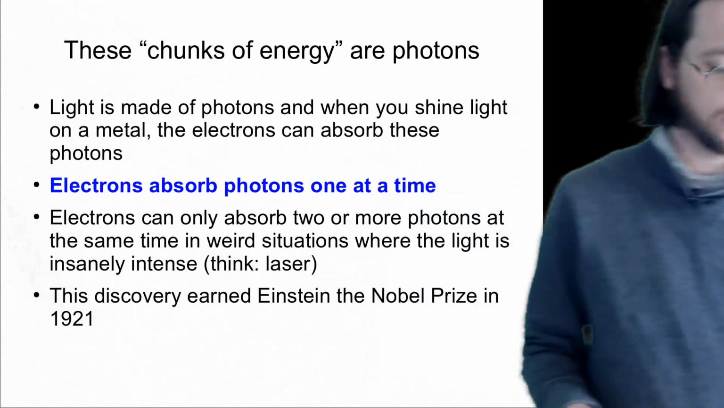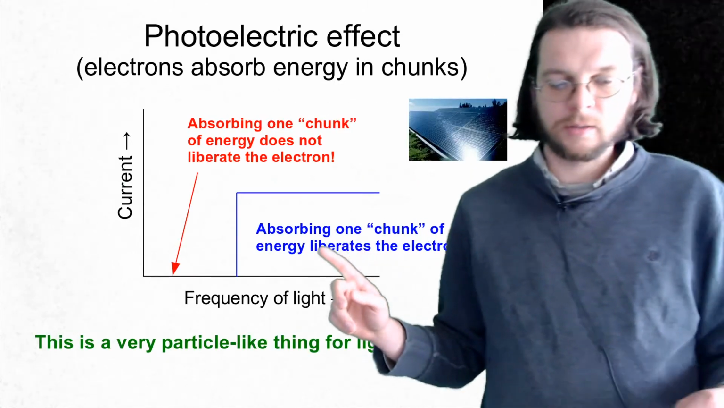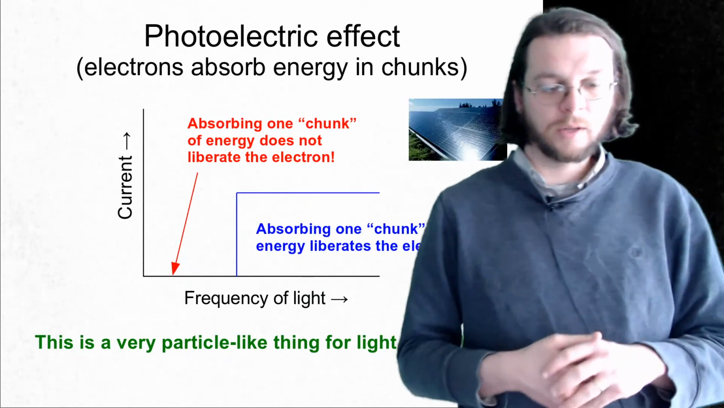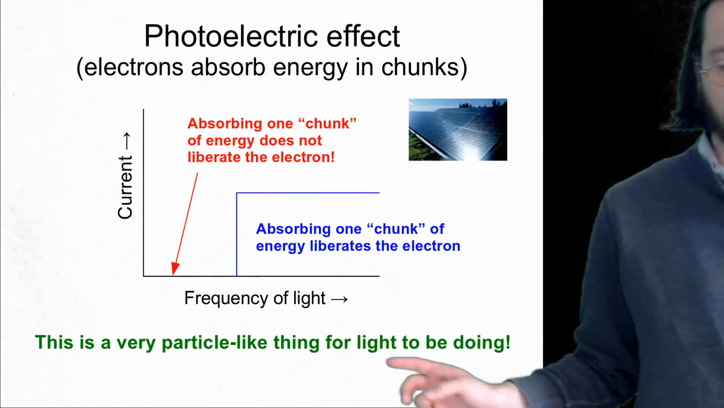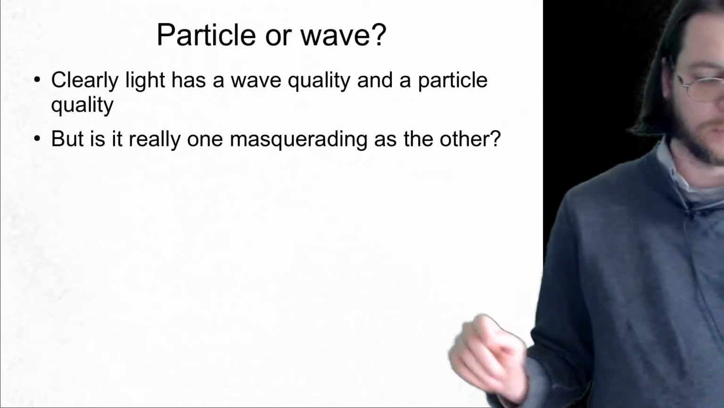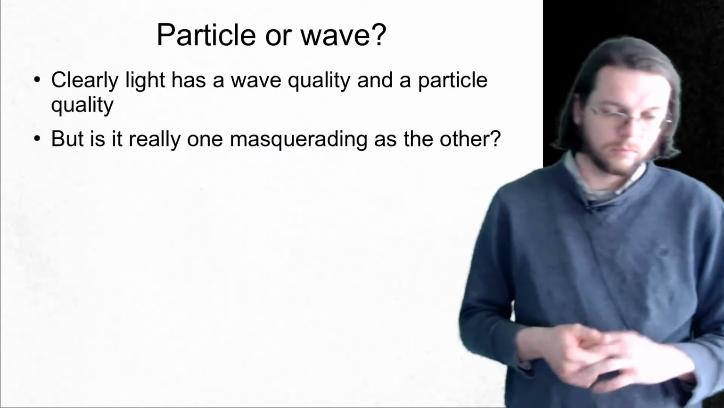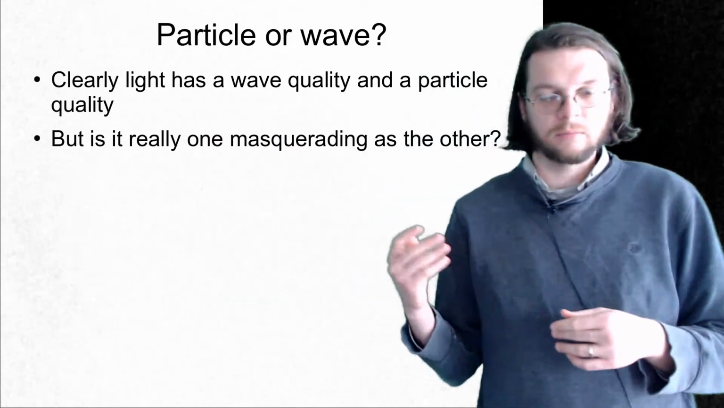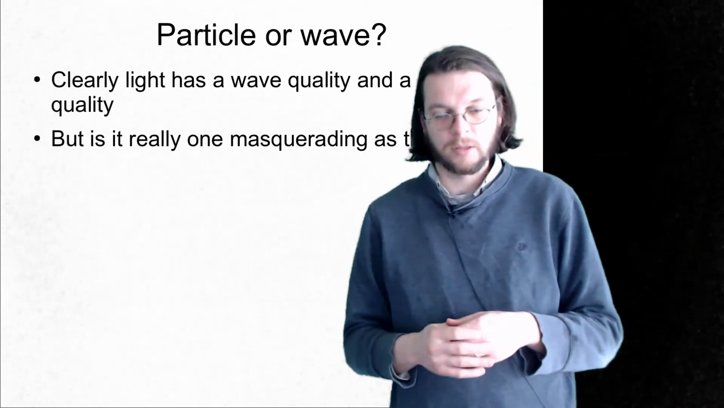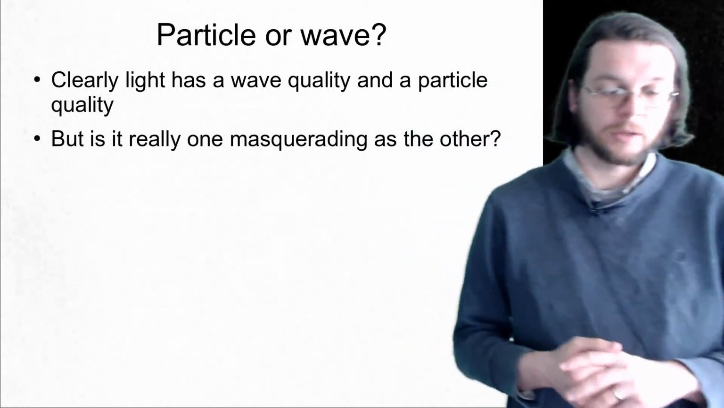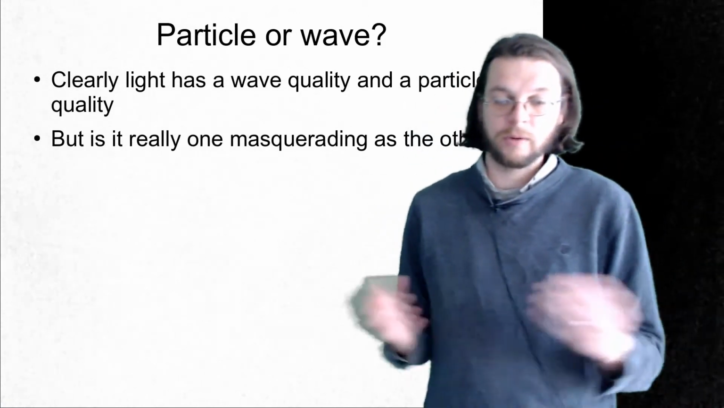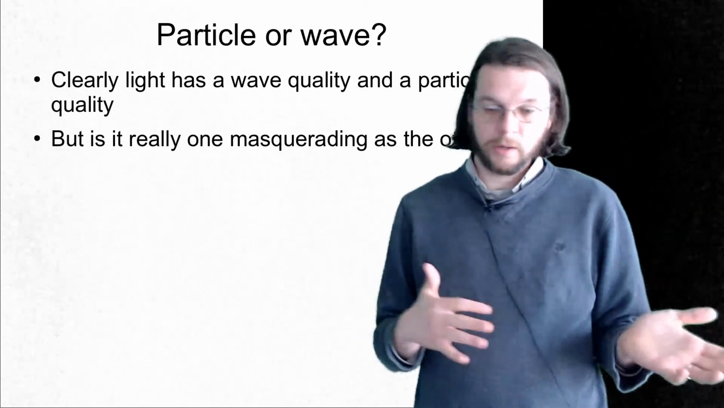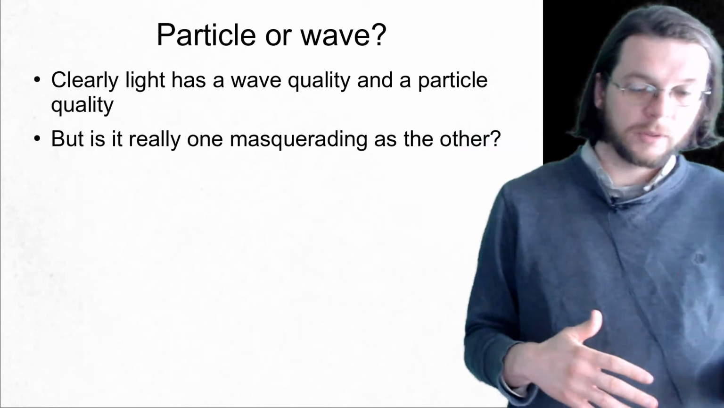And so that's the interesting thing about this: this picture is not a wave picture, it's more of a particle picture of light. It's a very particle-like thing for light to be doing. So there are experiments that show that light has particle-like properties, and then there are other experiments that we've talked about in previous lectures that show that light has wave-like qualities. And so which is it? Is it a particle? Is it a wave? Is it a wave pretending to be a particle?